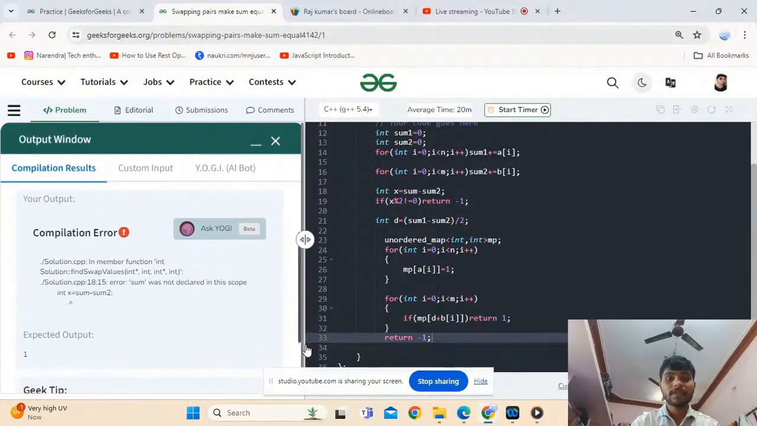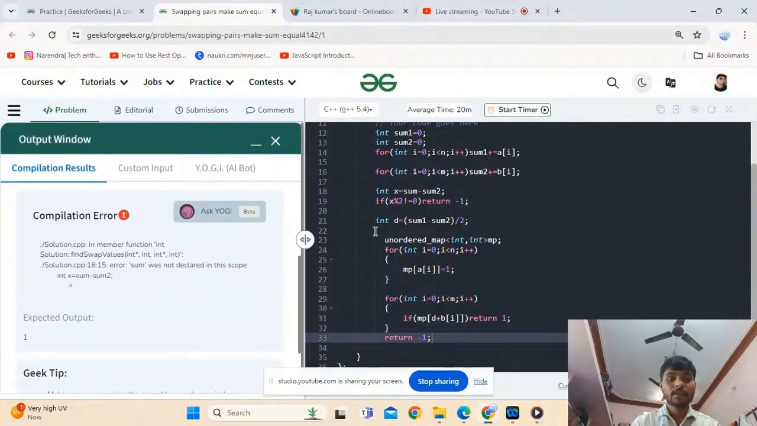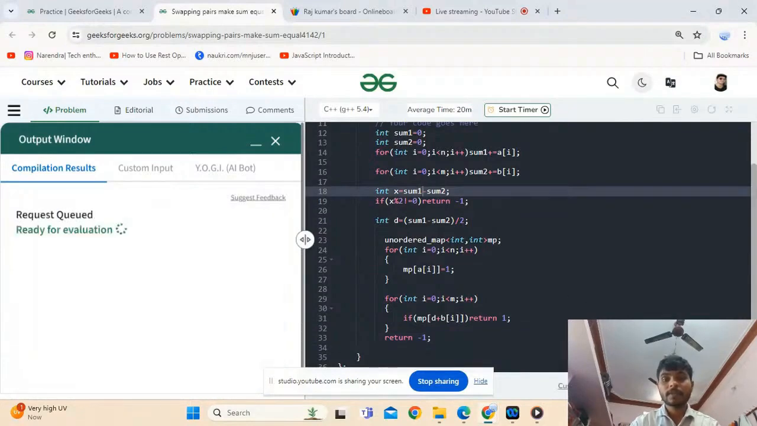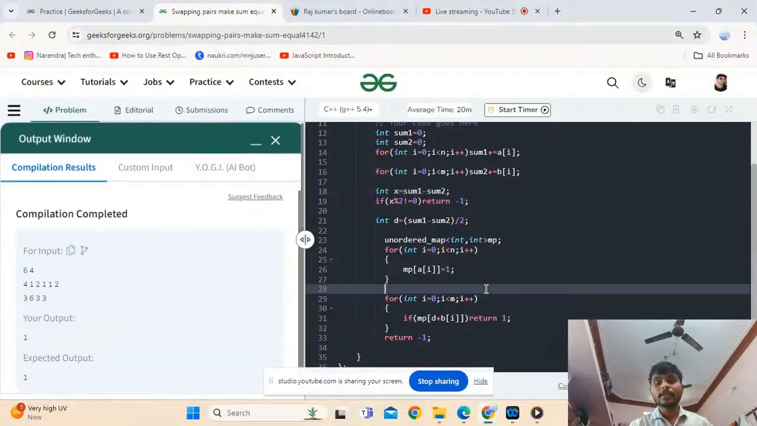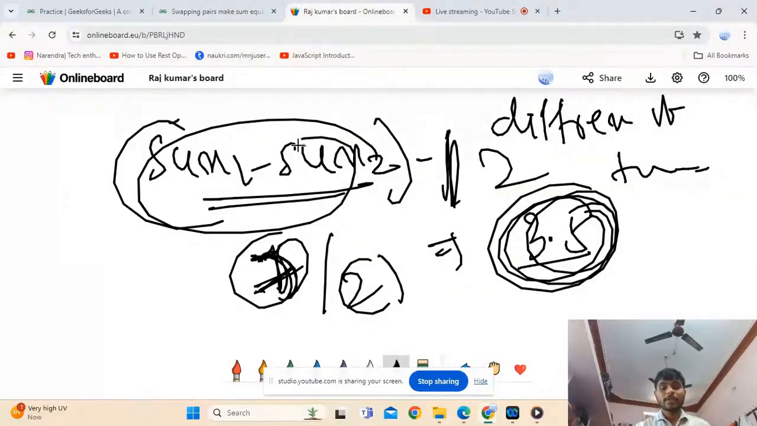We got an error somewhere. Sorry, it is sum2. Here for the sample test case we got the correct answer. One more thing here, this part I will explain to you on the board.